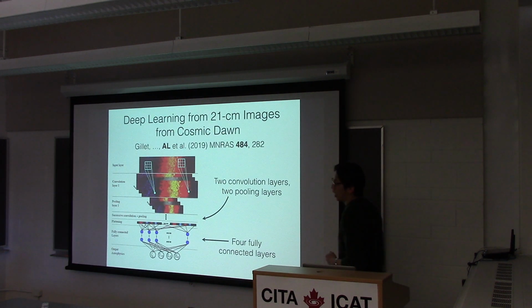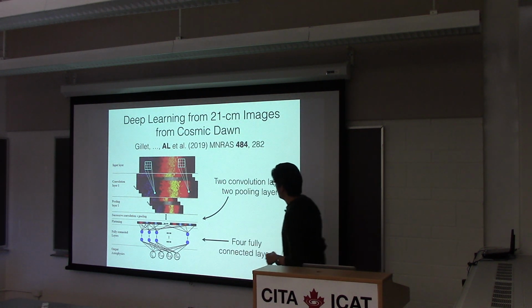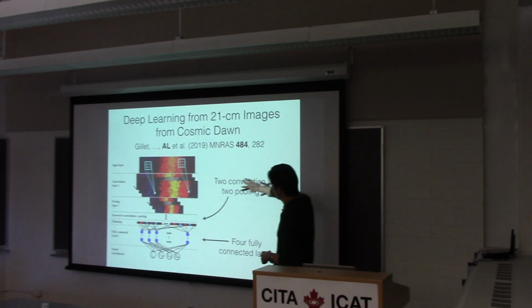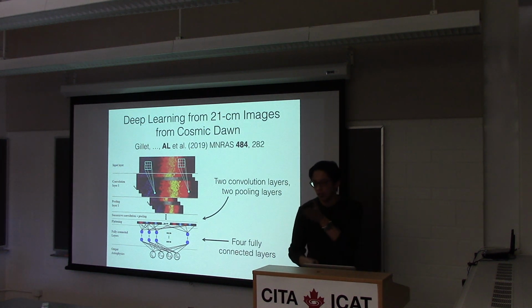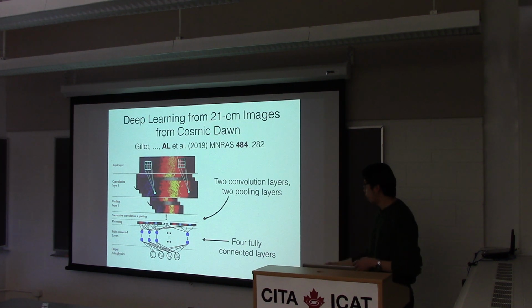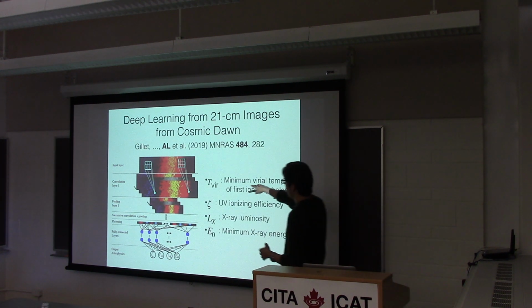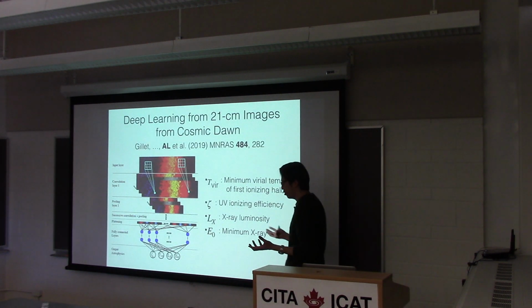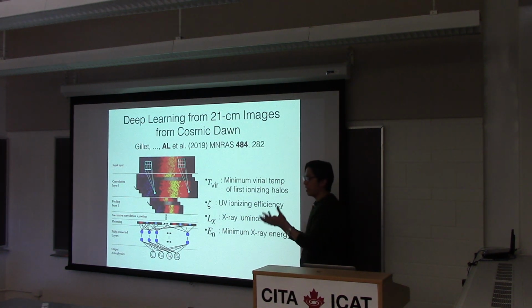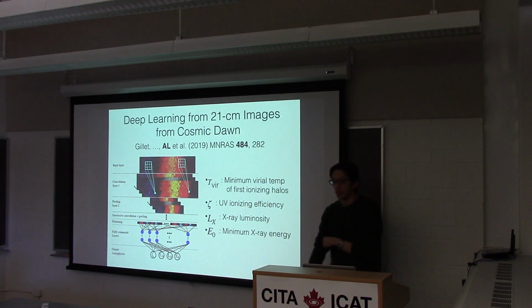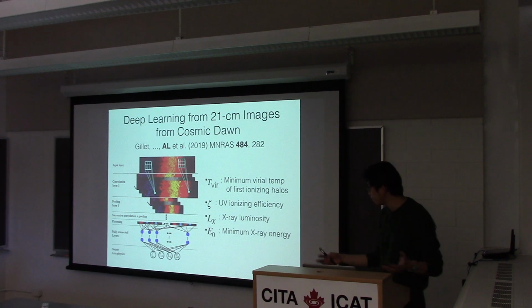So we tried to do this. This is work that was led by Nick Gillet at Pisa. We took some of those light cones that I showed you earlier and had this sort of architecture where we did a convolution, a pooling, convolution, pooling, and then 4 fully connected layers that then outputted for us 4 parameters of interest. One is T virial during reionization, basically a proxy for the mass of these ionizing halos. Basically saying, are we reionizing with more massive galaxies or less massive ones? Their UV ionizing efficiency is another parameter, how many UV photons are produced per galaxy.